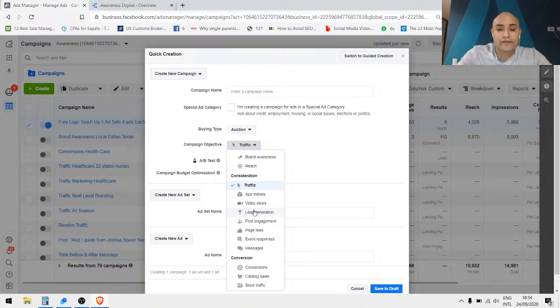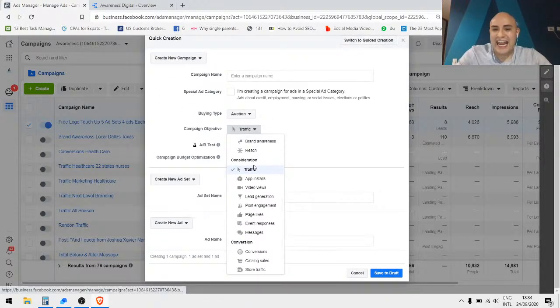So this is a typical thing, right? You go in, you create your campaign. Again, 90% of what we do: don't click on traffic, don't click on video views, don't click on event responses. Messages you can. We've seen, I guess messages would kind of fall in that other 10%.